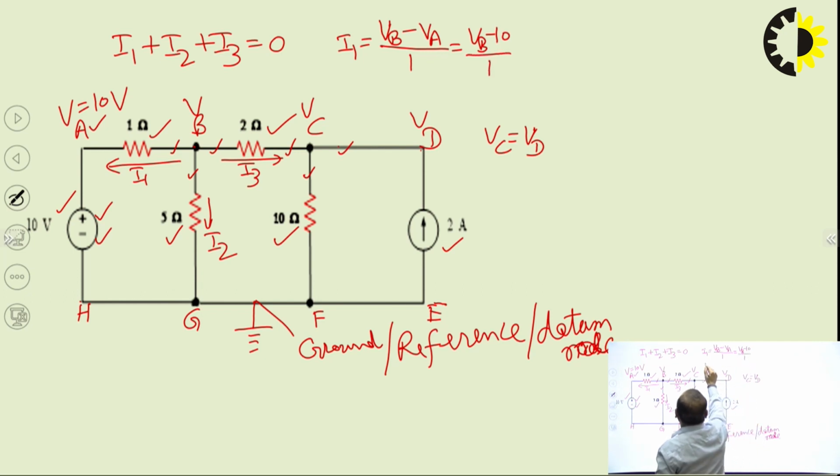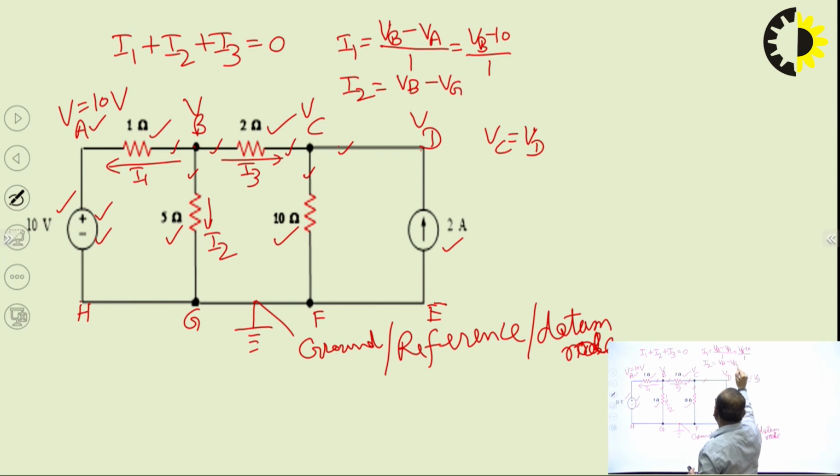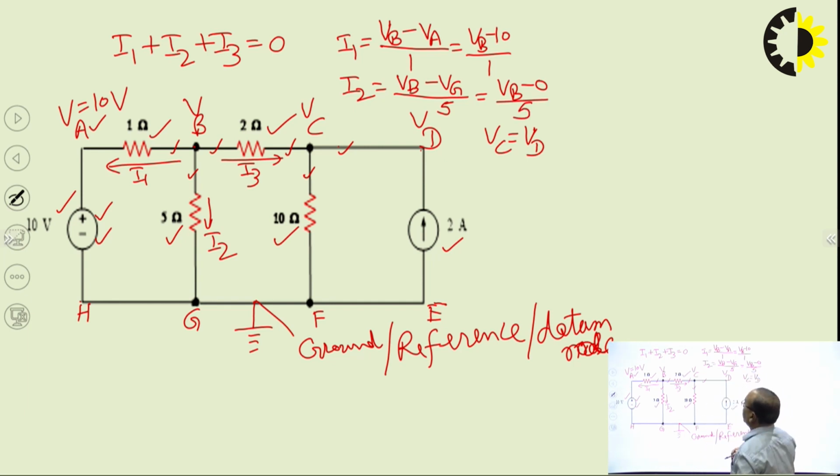Similarly, for current I2, we have assumed current in this branch BG from B to G. So first we will write the potential of terminal B, since it is taken from B to G, then minus VG upon the resistance in this branch, which is 5 ohm. Now this can be written as VB minus 0 upon 5, since the potential of terminal G is 0. Similarly, I3 current can be written as VB minus VC upon 2.